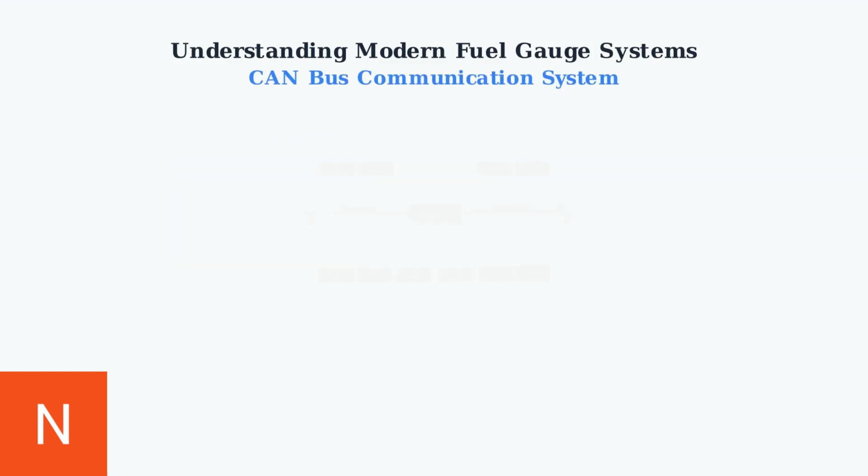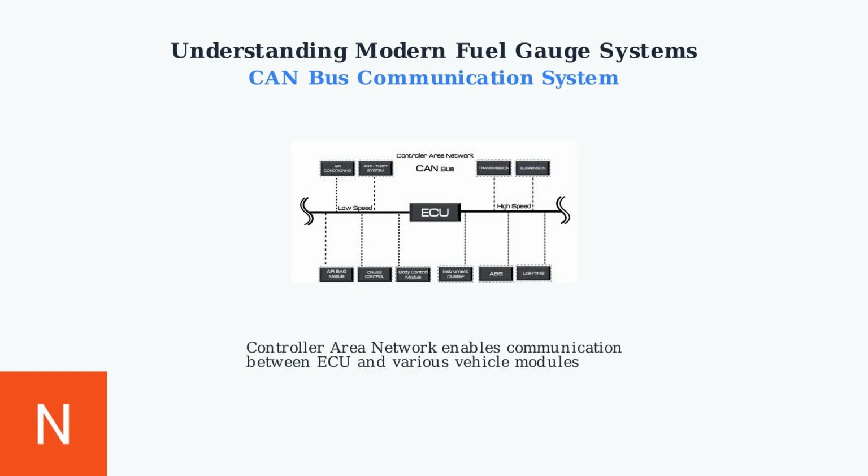The Controller Area Network, or CAN bus, is the communication backbone of modern vehicles. It allows the engine control unit to communicate with various modules, including the instrument cluster that displays fuel level information.